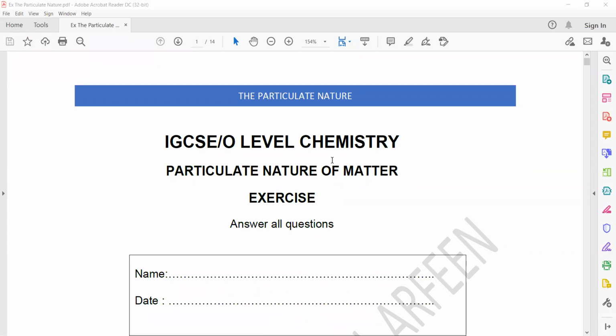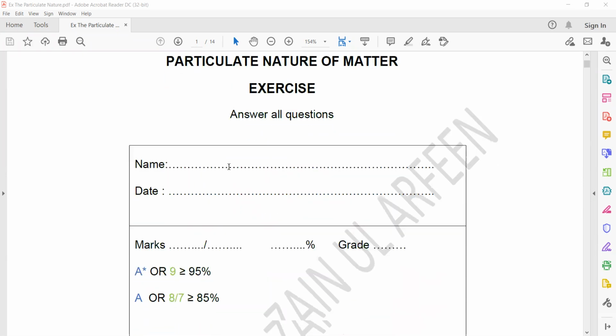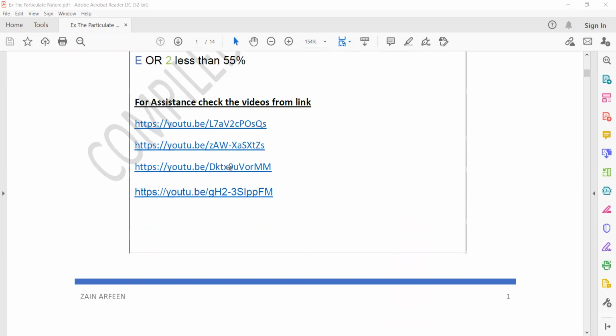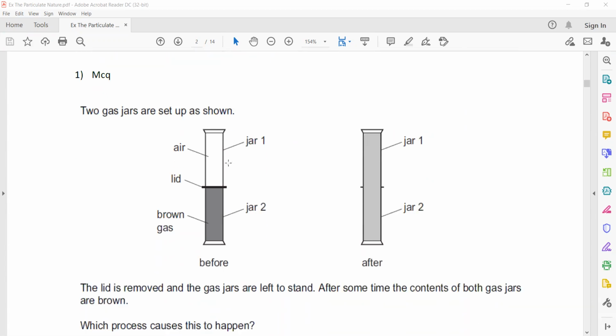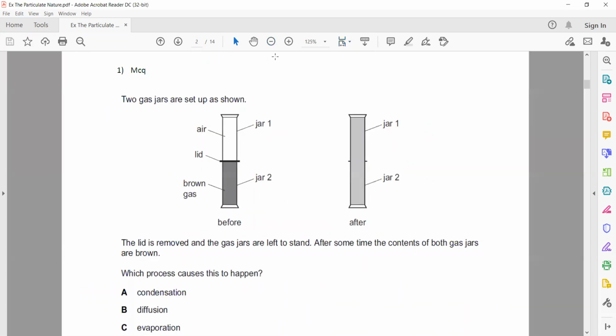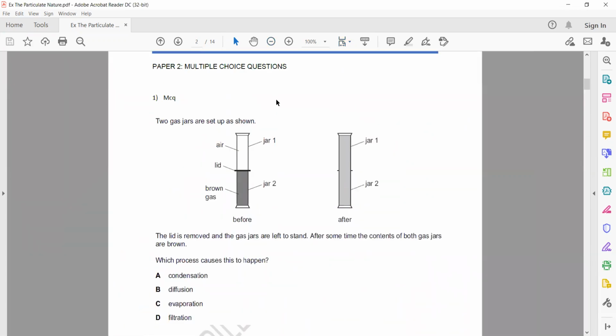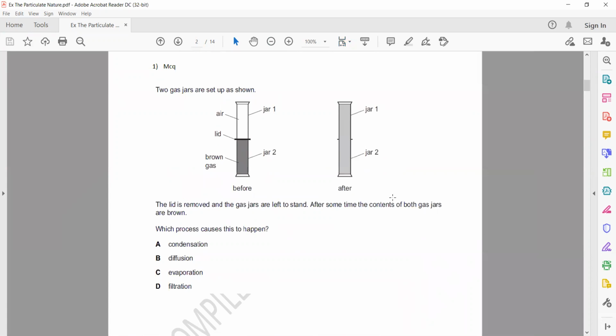So this session is totally related to the questions related to the topic, the particulate nature of matter. So I want everyone to participate. The first question, question 1. What could be the right answer for question 1?